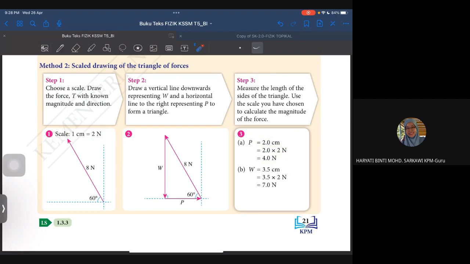Boleh faham? Same to W also. Okay, you just measure this length and then refer to the scale, you get that. That is by drawing. Okay, drawing diagram. Scale, drawing, triangle of forces.